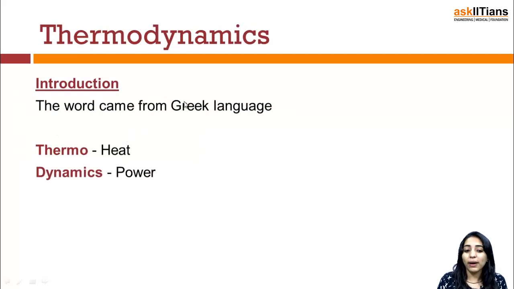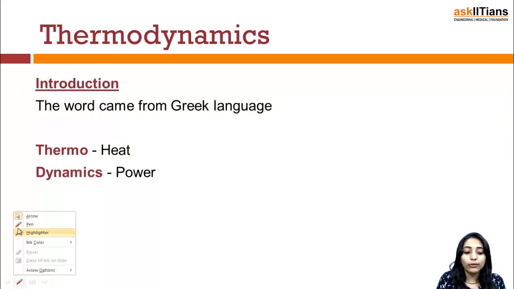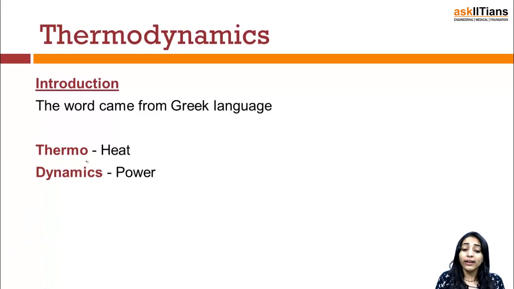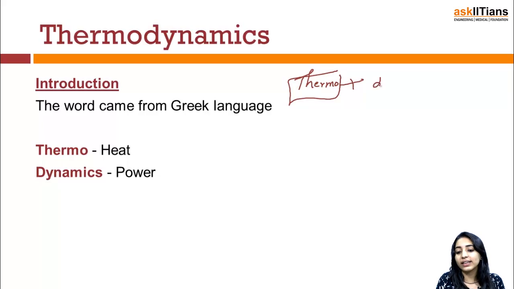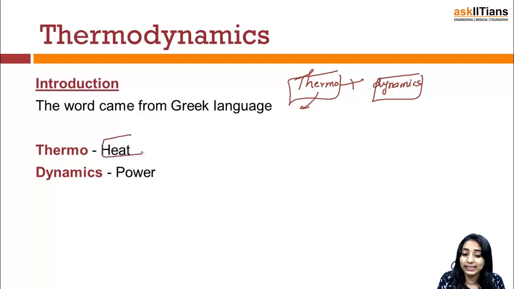So here comes the first part of the chapter where we are going to discuss the basics of thermodynamics. Thermodynamics is made up of two words. One is thermo and the other is dynamics. Thermo, as we all know, is something related to thermal energy. Thermal energy again comes from heat. And dynamics means flow. If I take the dictionary meaning, dynamics means power.